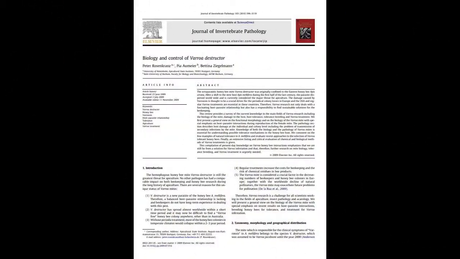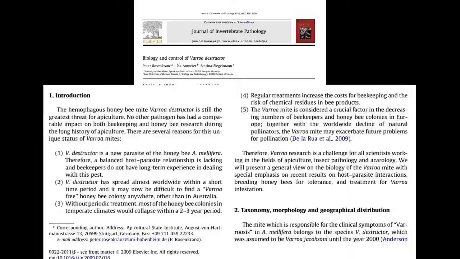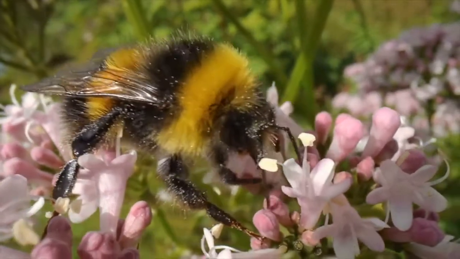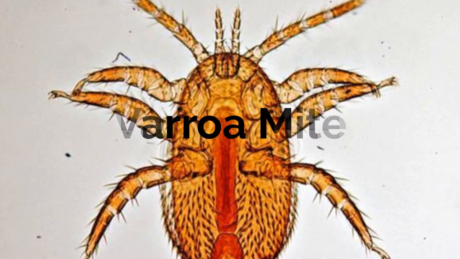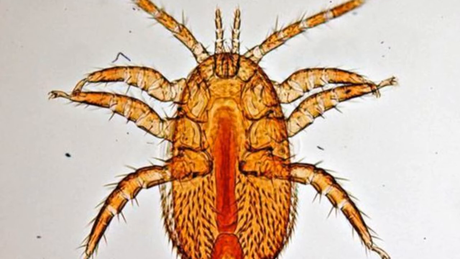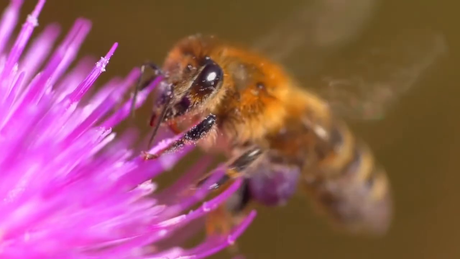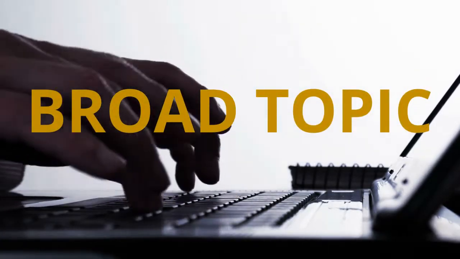There are 4 key components in the introduction section of a scientific research article. Let's imagine that a researcher is writing an article about varroa mites in honeybee colonies. This writer would start their introduction section by letting the reader know that the varroa mite is a parasite that feeds on honeybees. This is the broad topic of this research article.